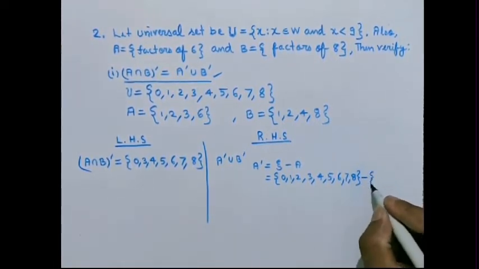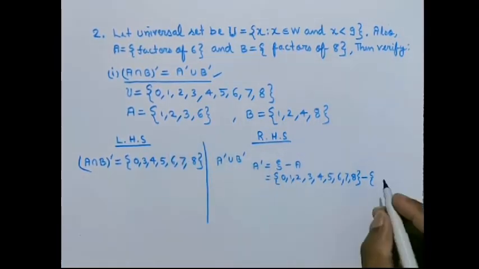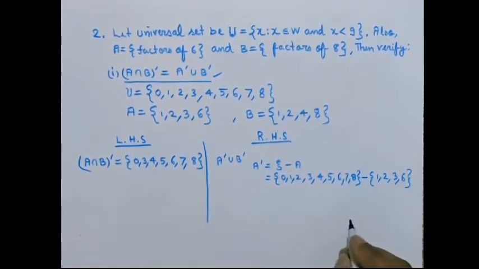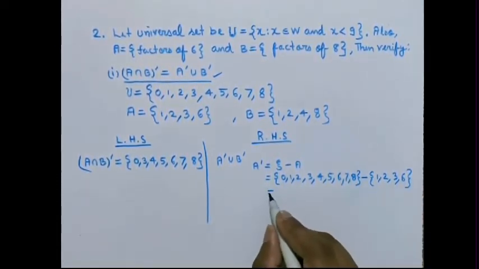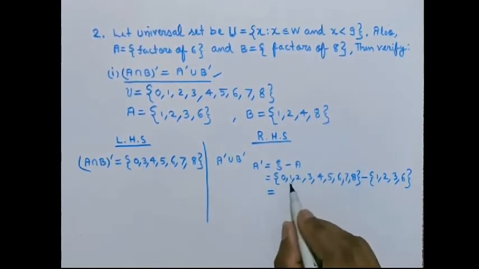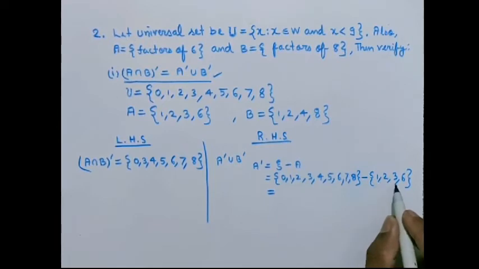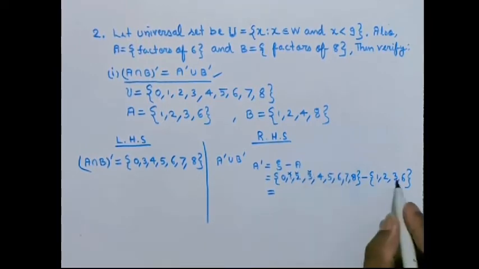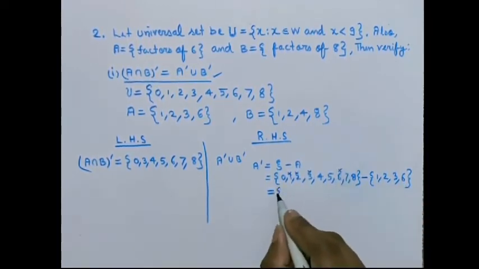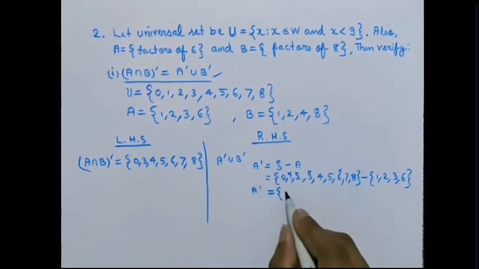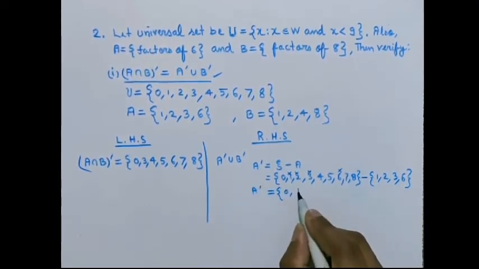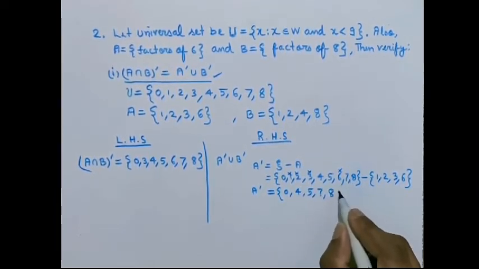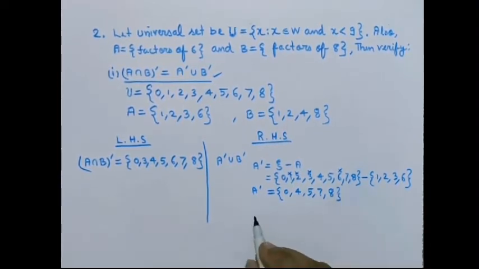minus the elements of A, that are 1, 2, 3, and 6. So let's subtract, meaning the elements that are present only in the universal set and not in set A, so excluding these. So 1, 2, then 3, and 6 we will not take. So A complement will be 0, 4, 5, 7, and 8.